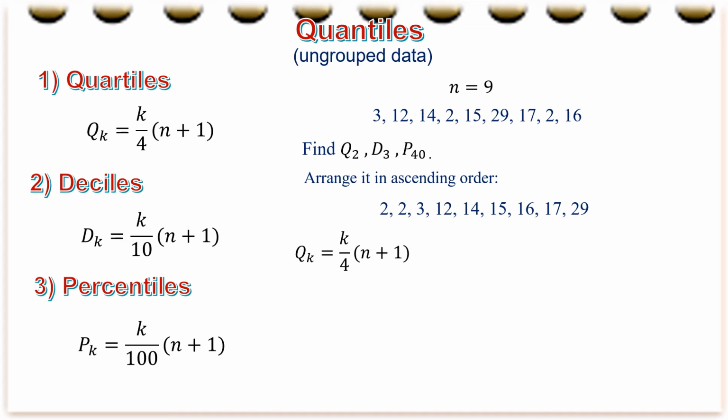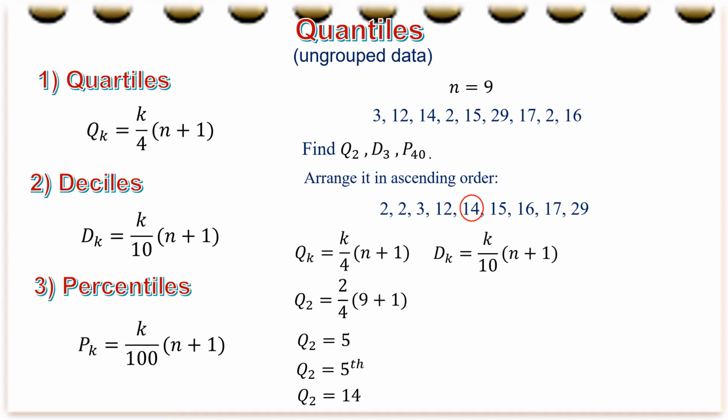Then, for the formula for Q sub k, we substitute the values. k would be equal to 2 because we are solving for Q2, and n would be equal to 9. So we have 2 over 4 times 9 plus 1, which is equal to 5. This means that Q2 is the fifth number. From our numerical values, which is the fifth number? Correct, it is 14. Therefore, Q2 is equal to 14.